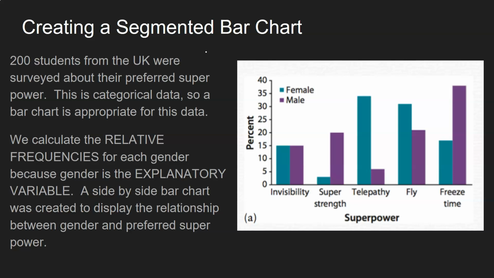So we create this side-by-side bar chart to display the relationship between gender and preferred superpower. So just some examples, we can tell that females and males prefer invisibility about the same amount, but men are much more likely to choose freeze time or super strength, while women are much more likely to choose telepathy or flying.